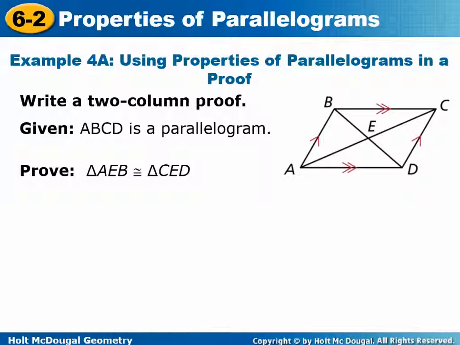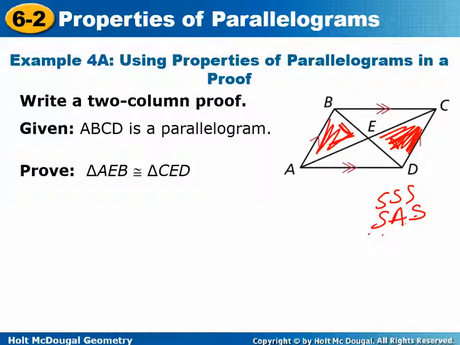Sometimes you're asked to write a proof using the properties of parallelograms. You won't have to do this very often in this chapter, but there will be a couple of proofs on the worksheets here and there. In this one, we are asked to prove that triangle AEB is congruent to triangle CED. So remember what we need to show that triangles are congruent. We can show that all three sides are congruent. We could show that an included angle between two congruent sides is congruent.